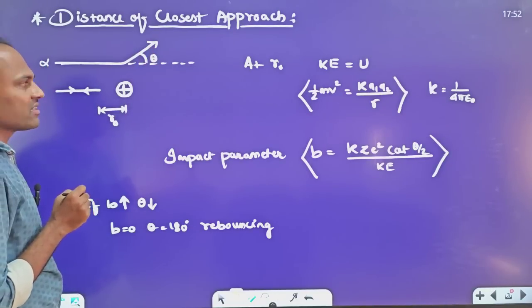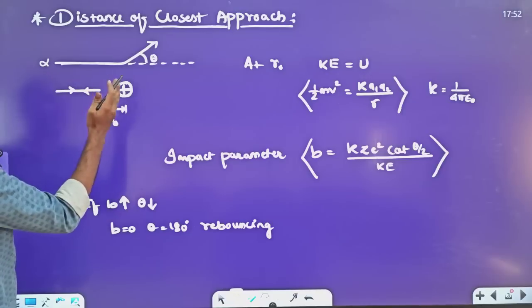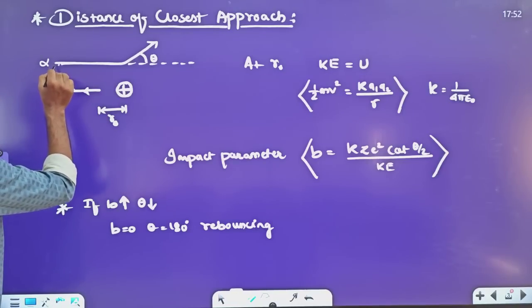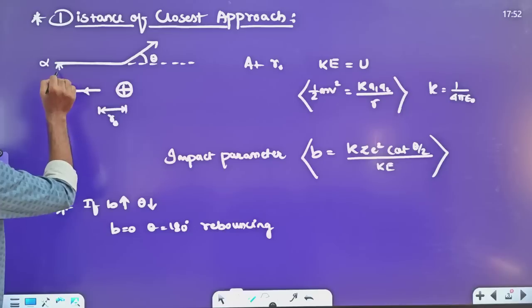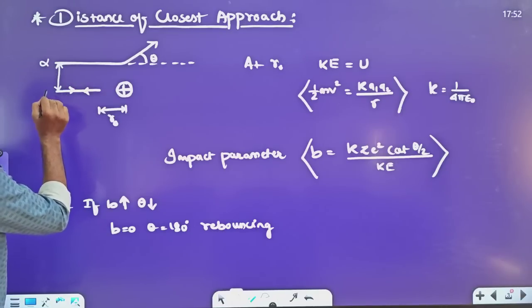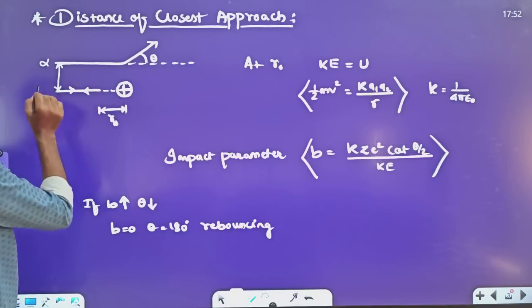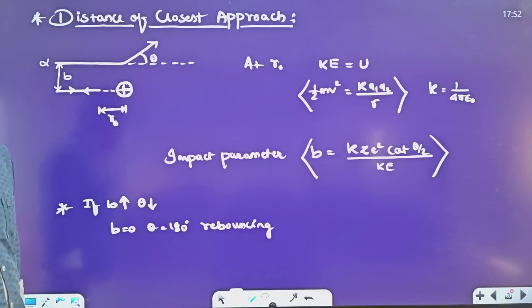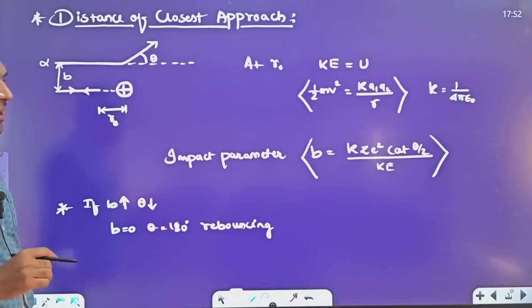This is called scattering angle. See, when that alpha particle is very far from that nucleus, at that time the perpendicular distance between the direction of the alpha particle and the central line of the nucleus, this is called impact parameter, and it is represented by b.